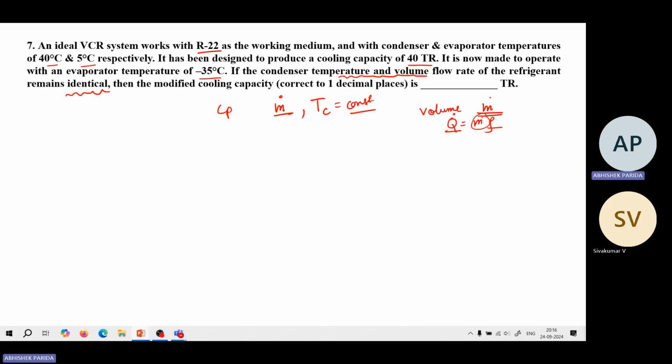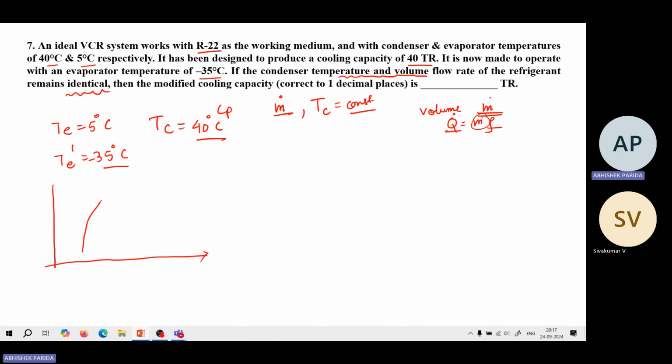Okay, sir. So first of all, you are absolutely right. The evaporator temperature has reduced. Earlier it was 5 degrees Celsius. Now it has reduced to T dash, minus 35 degrees Celsius, which is a huge reduction. And the temperature of the condenser is constant at 40 degrees Celsius. So as I already said, the two approaches can be followed. For that, you need to have Cp values. Then you can find out what is the change.